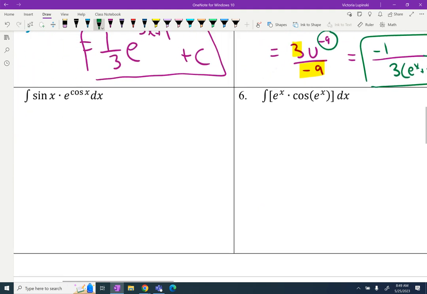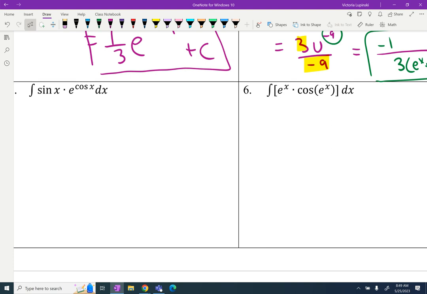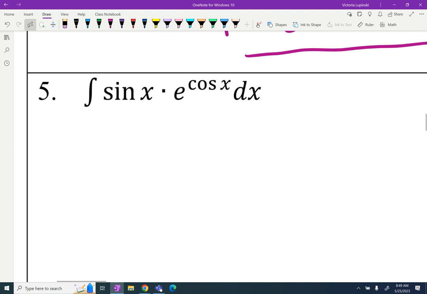Finally, the last 2 problems of these formulas are 5 and 6. Look at them carefully before we do them. Both of them have e's, both of them have trig, but because of the way they're set up, you actually do approach them quite differently. So consider first number 5.